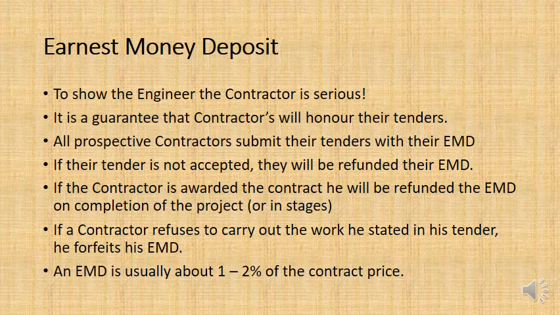Well, let's say that there is something in the contract that says earnest money deposit. That means that when I submit my tender, I also send in with my tender some money. And this is the earnest money deposit. And it's usually in the vicinity of 1 to 2% of the contract price. That will be stipulated in the contract documents, the tender documents, as to what the EMD should be.